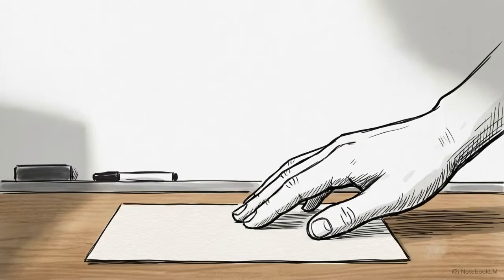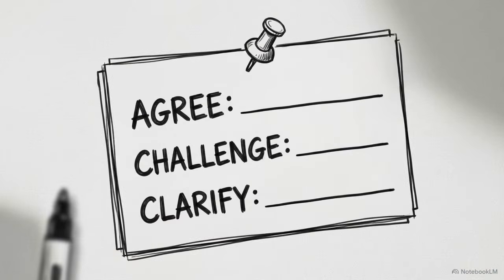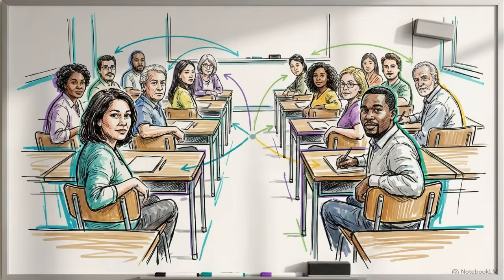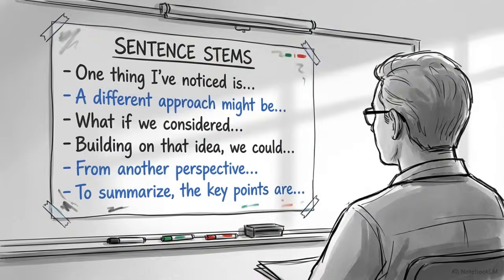This means giving them the exact words to start with. Display these specific sentence stems for them to use. I agree because, I would challenge that because, and can you explain further? Before you let the dialogue begin, physically check the room. If those stems are not clearly visible to every student, you are not ready to start.